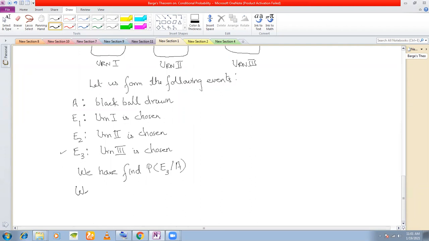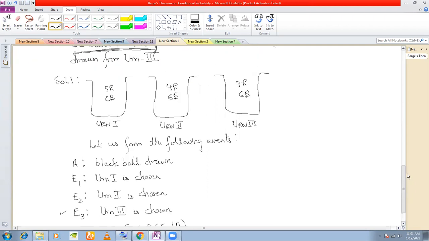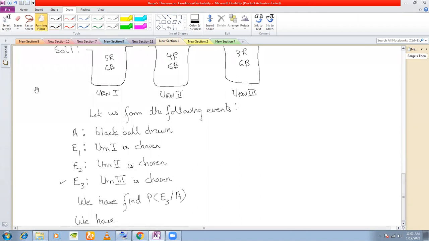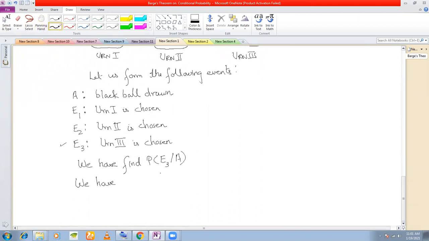Now, the color of the ball is black, yes, but we have to find P(E3/A), right? That means these probabilities have to be given. P(A/E1), this probability has to be given. Why does it have to be given? Because as I told you, this is E3/A. That means P(A/E1), P(A/E2), and P(A/E3) must be given to you. Is it clear?